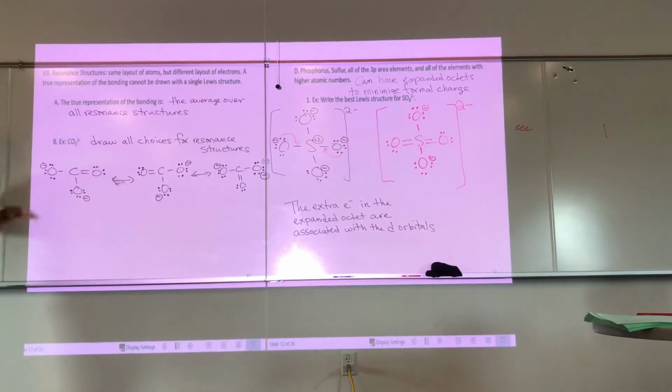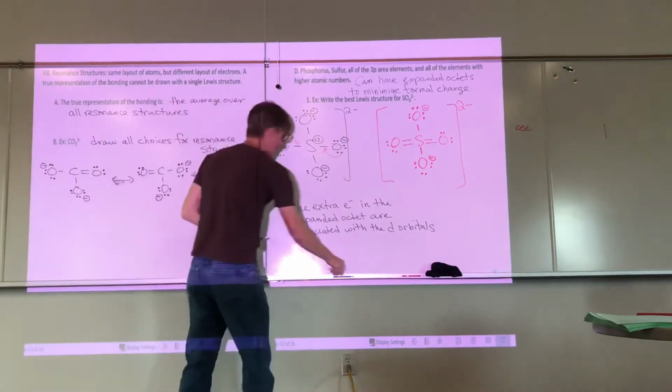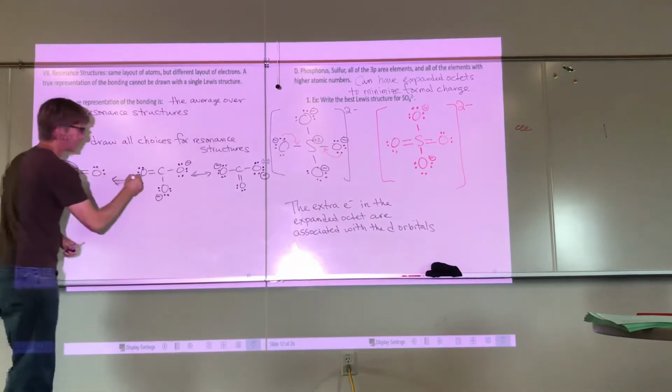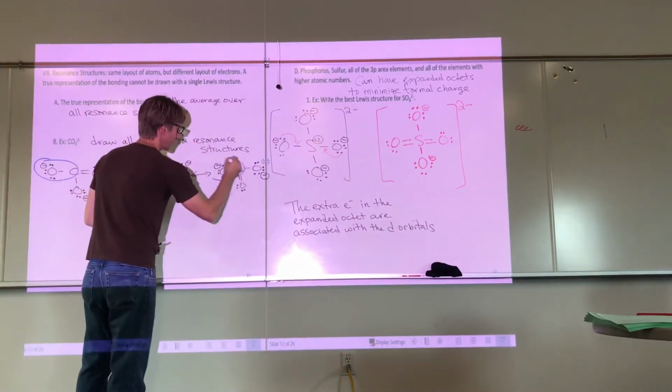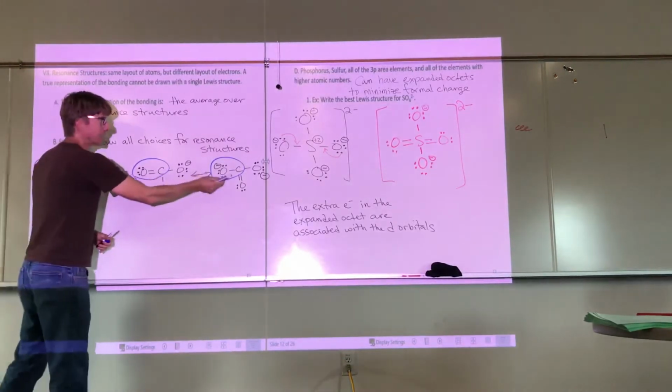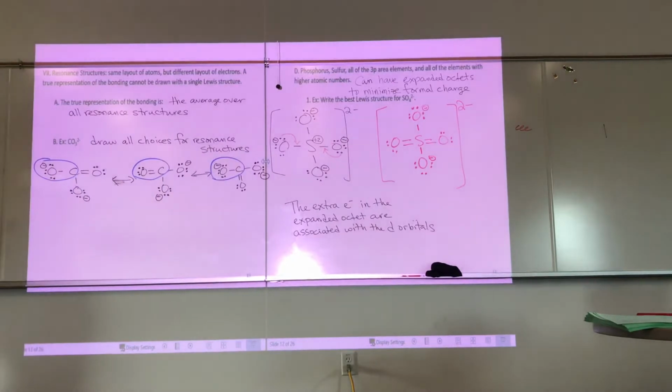Okay, now, the true representation of the bonding is the average over all resonance structures. I want to talk about that by circling two atoms. Because I have the same layouts, I can circle the same two atoms. And what I would say is there's a single bond, a double bond, and a single bond. And the way I like to characterize this bonding is in the following way. There are 4 bonds between the two atoms.